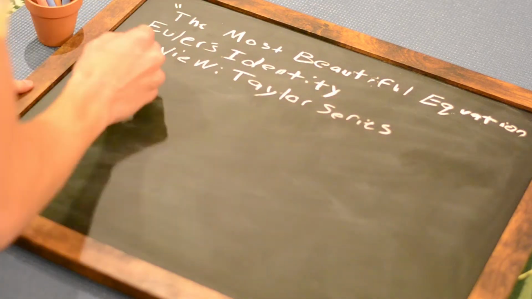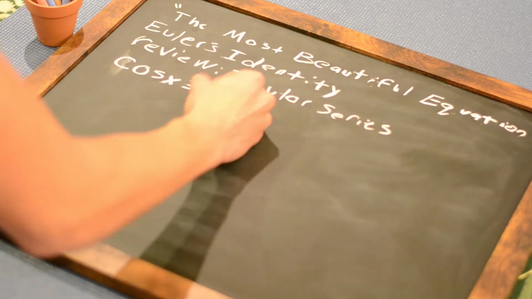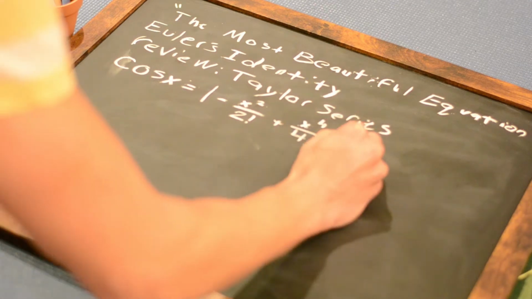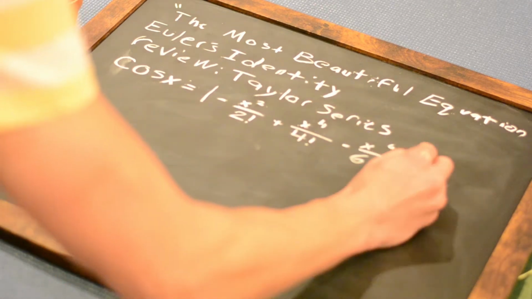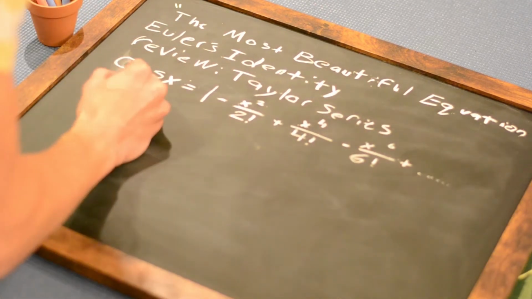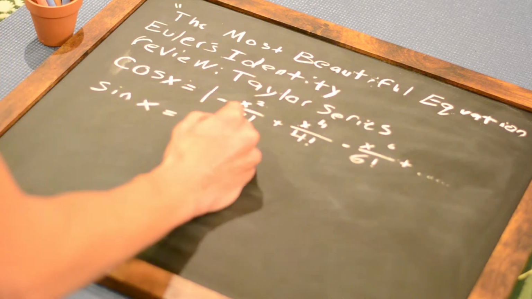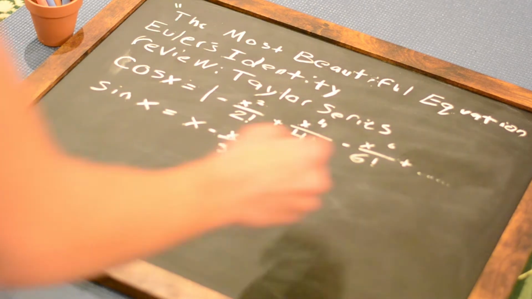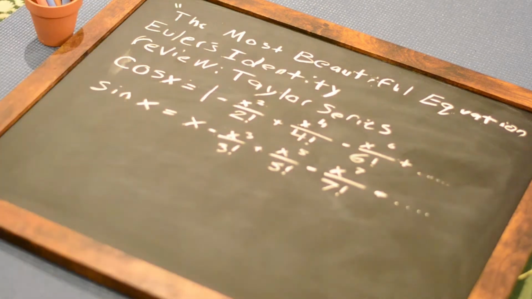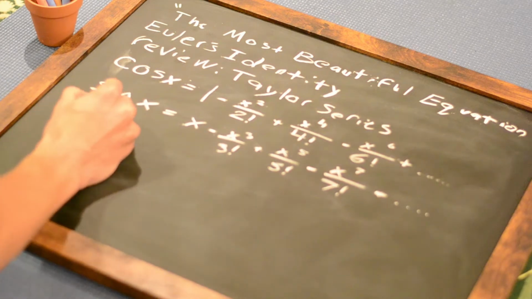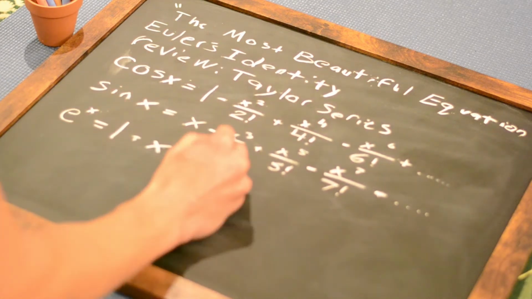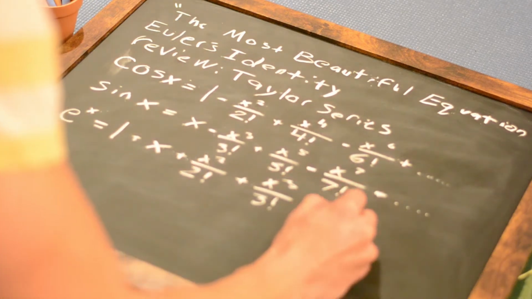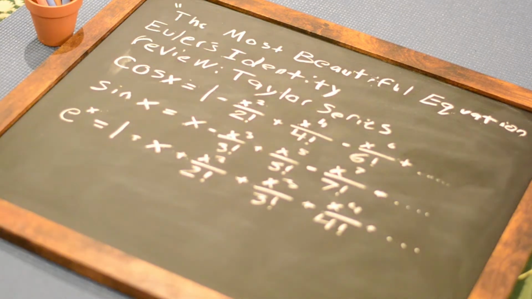We know that cosine of x equals 1 minus x squared over 2 factorial plus x to the 4th over 4 factorial minus x to the 6th over 6 factorial, and etc. Sine of x equals x minus x to the 3rd over 3 factorial plus x to the 5th over 5 factorial, etc. And we know that e to the x equals 1 plus x plus x squared over 2 factorial plus x to the 3rd over 3 factorial, etc.